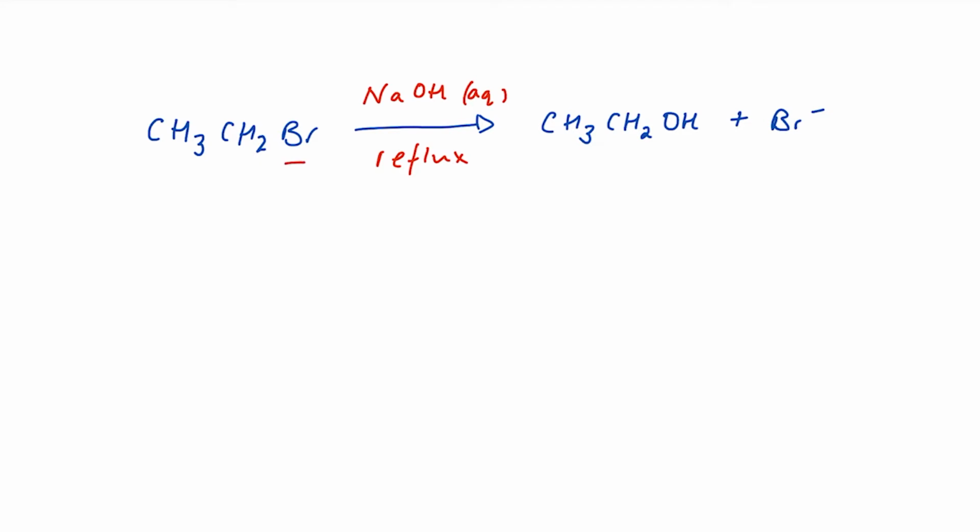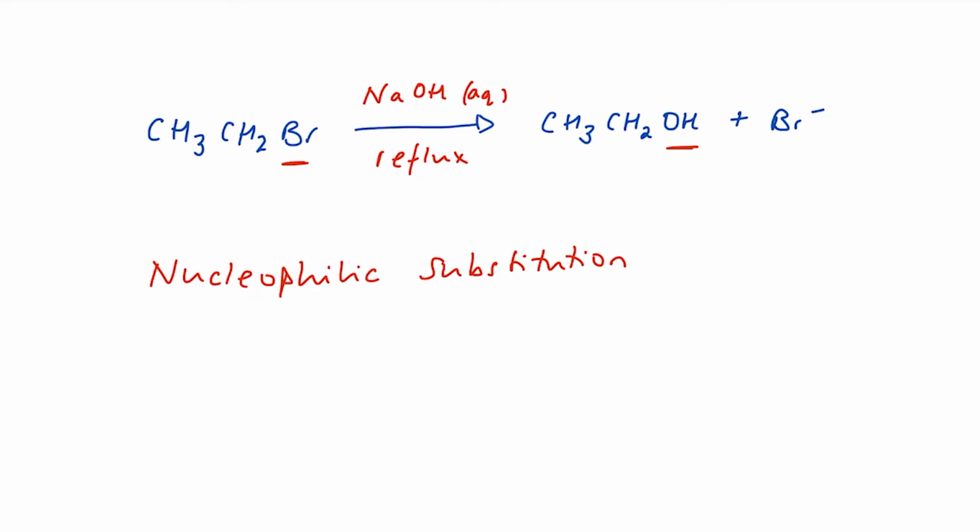And essentially we can see here that the halogen, the bromine in this particular case, has been substituted for an OH group, hence forming an alcohol. The name of this particular mechanism is nucleophilic substitution. So nucleophilic, SN2, substitution. Substitution, well, we've already seen because we're swapping the Br for the OH.